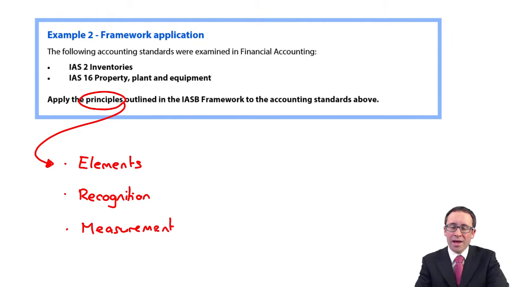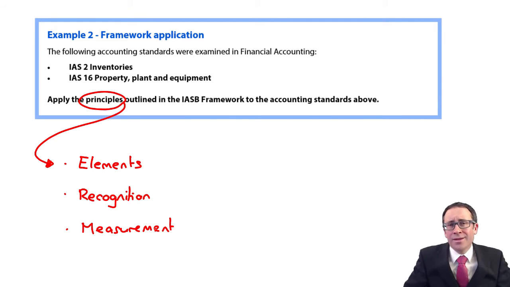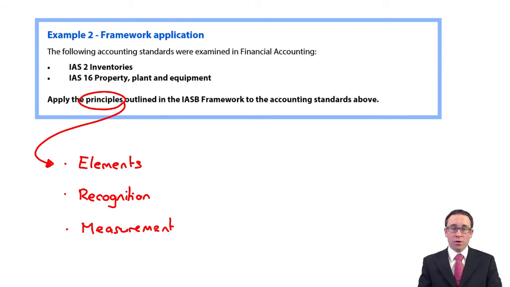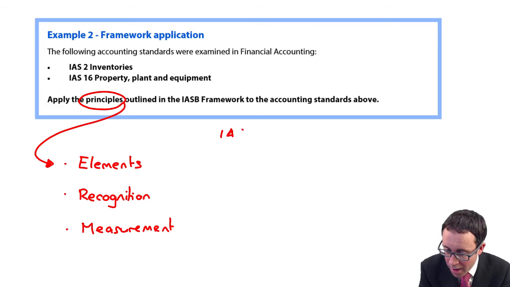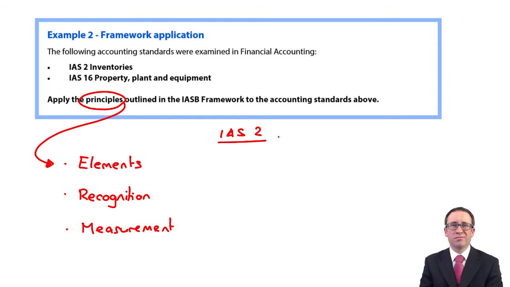You could be really clever if you want and then start bringing in the qualitative characteristics, so the fundamentals and the enhancing. Make life simple. Get the easy marks and worry about the higher skills marks later on. Okay, so what you've got there, first of all, we're thinking about IAS 2, aren't we? Okay, so if I'm thinking there about IAS 2, now inventory, what is it? Okay, it's an asset, isn't it?